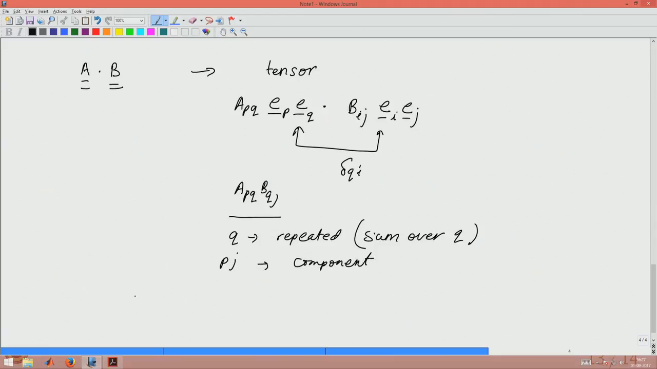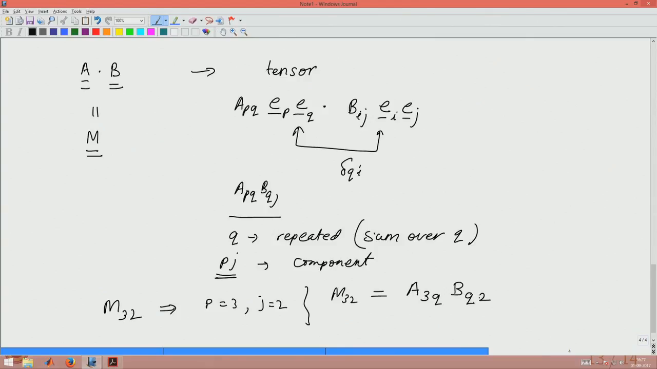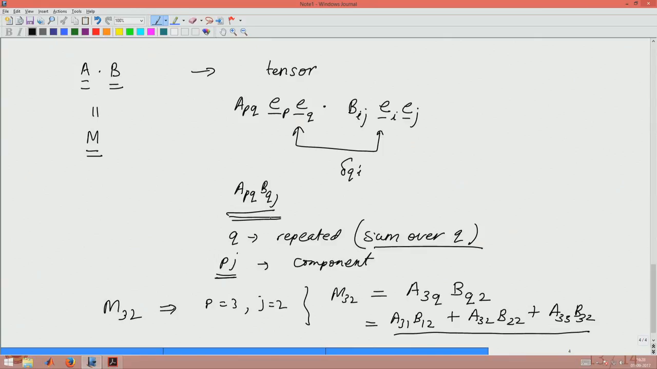So, if I am interested in, let us say, this A dot B is a tensor M, and I am interested in writing down M32, and clearly the pj component is what we have written here. So, by this we imply that p is equal to 3 and j is equal to 2. So, using this I can write M32 is equal to A_3q B_q2, and since q summation is involved, this will completely write as A31 B12 plus A32 B22 plus A33 B32. So, again a sum like this is compactly written using the index notation.